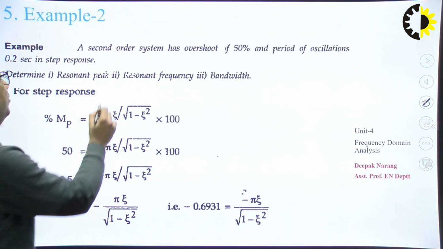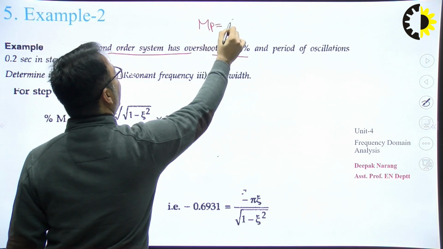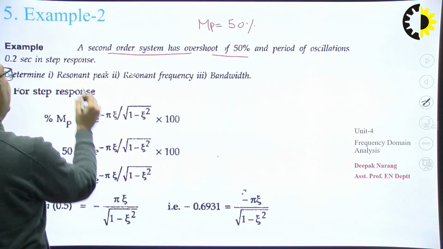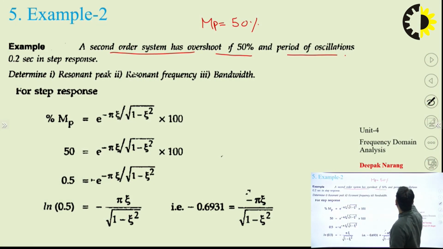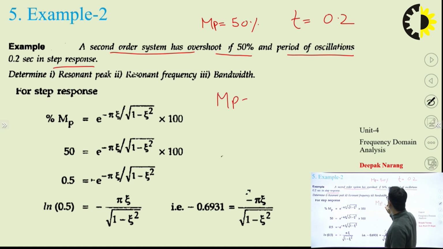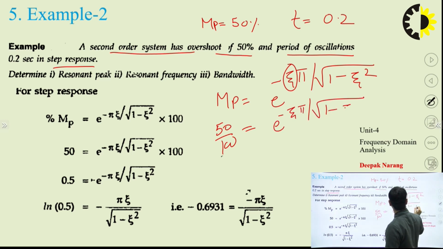And the second problem states, a second order system has overshoot, that is Mp is given 50%, and period of oscillation is 0.2 second. Now this is the period of oscillation, that is T is given 0.2. First of all, Mp as we know is equal to e raised to power minus zeta pi over square root of 1 minus zeta square. Mp is given to us, that is 50 upon 100 is equal to e raised to power minus zeta pi over square root of 1 minus zeta square.